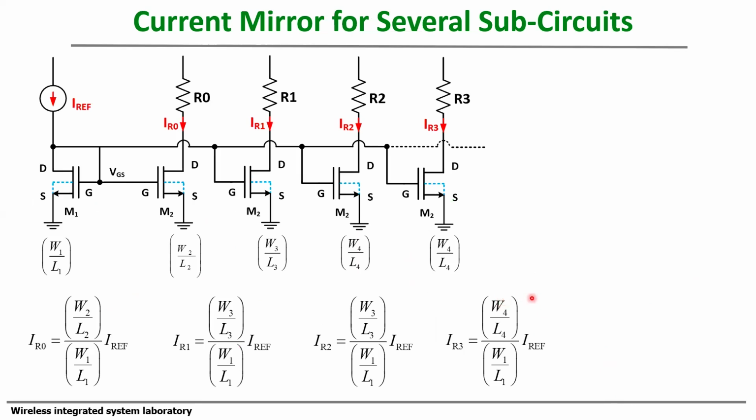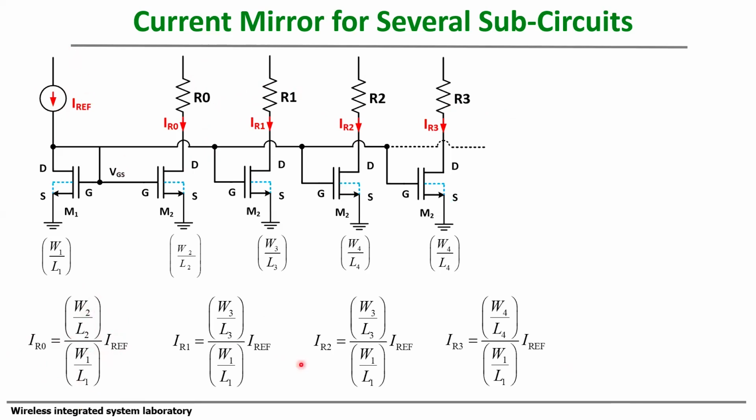Now we can talk about the current mirror for several sub-circuits. Here is the current path for the sub-circuits. Here, we have 4 sub-circuits: 1, 2, 3, 4. I can control the current to each sub-circuit only by using IREF and W/L ratios. Here, I can get the current through R naught using this equation: the ratio of W/L times the reference current.